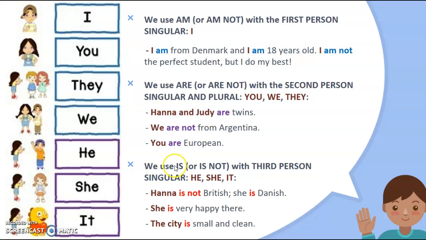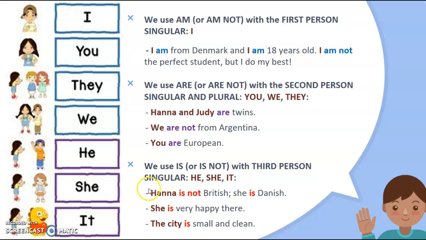And finally, we use is with the third person singular, he, she, or it. Hannah is not British, she is Danish. She is very happy there. The city is small and clean. So we have used is to talk about the city. In this case, the city replaces the pronoun it.